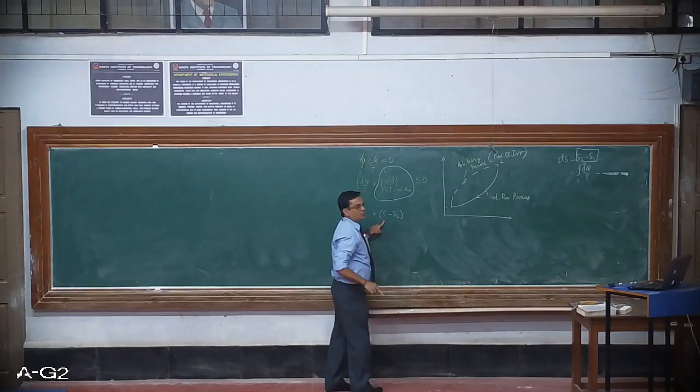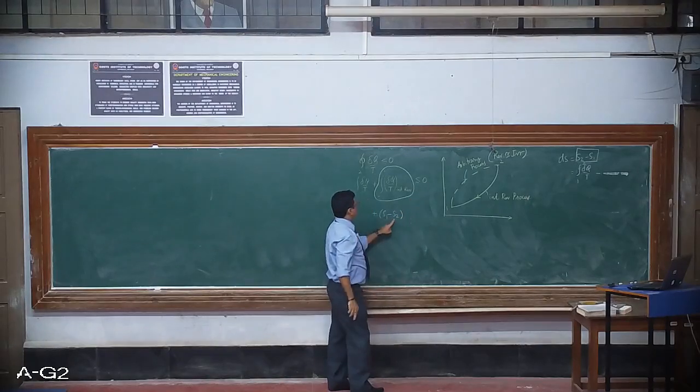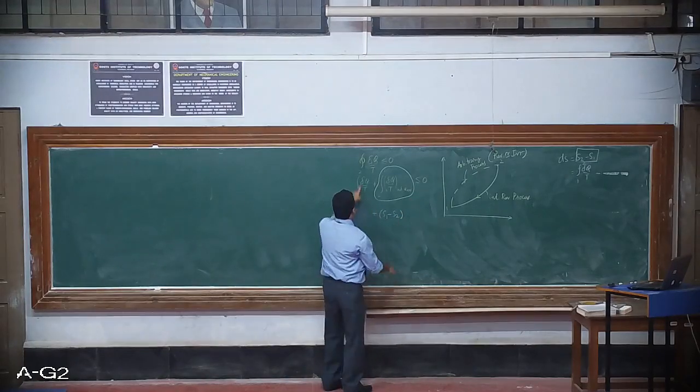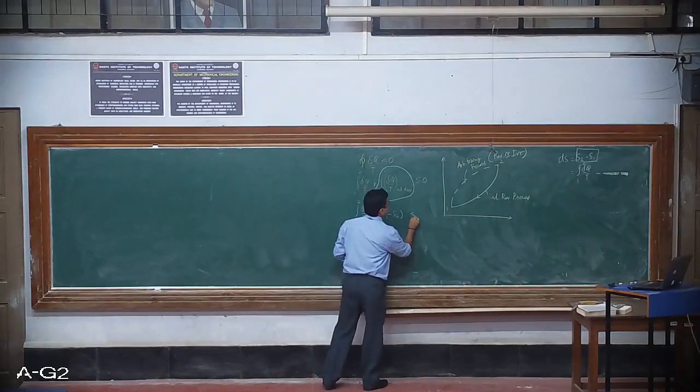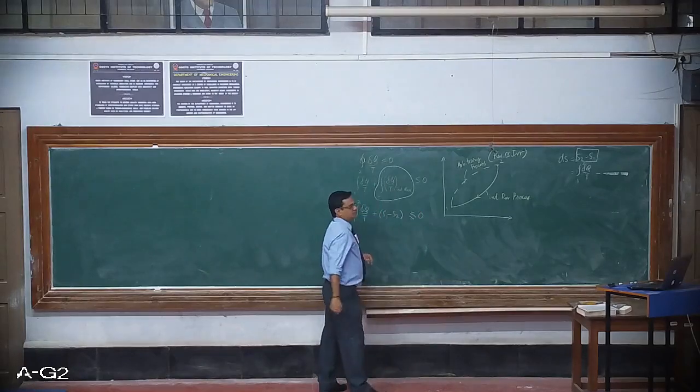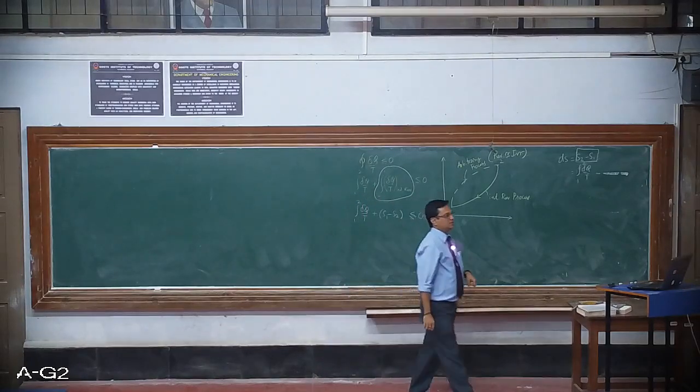Provided it is from 1 to 2. Since it is from 2 to 1, I have written here S1 minus S2. This I will keep as it is. Integral 1 to 2 of delta Q by T is less than or equal to 0.